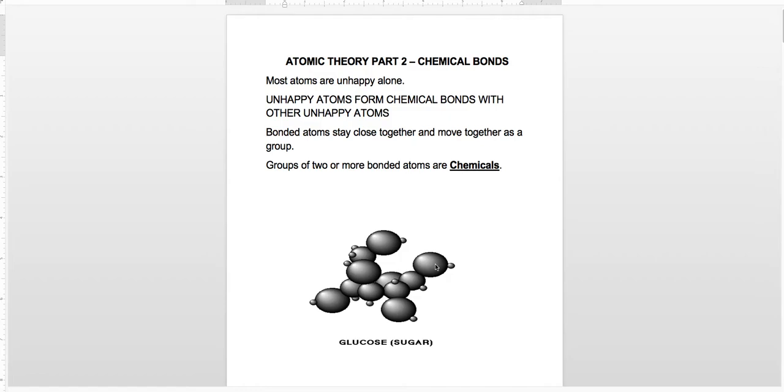Okay, but what is it that atoms are getting? What is it they need? And why are they unhappy alone? Well, to answer that question, we have to look at the electrons. Remember, those are the negatively charged particles that orbit around the center of the atom.